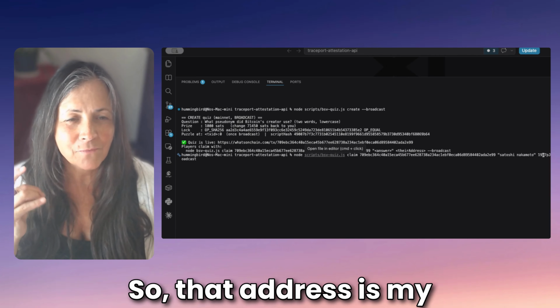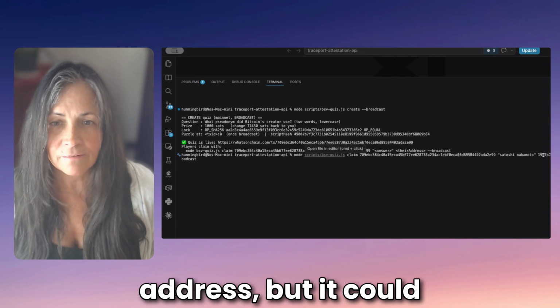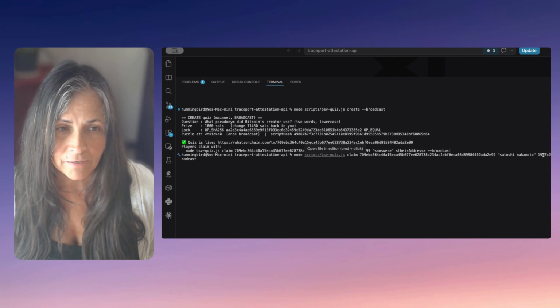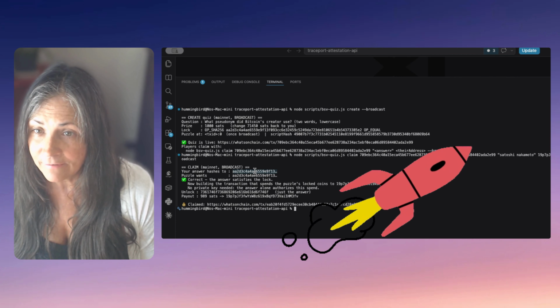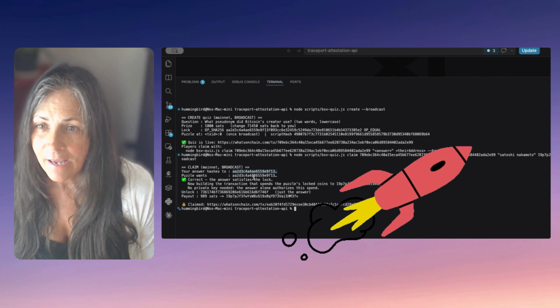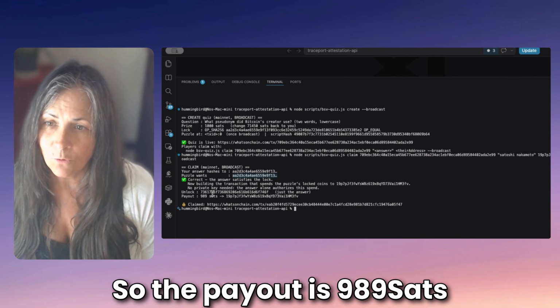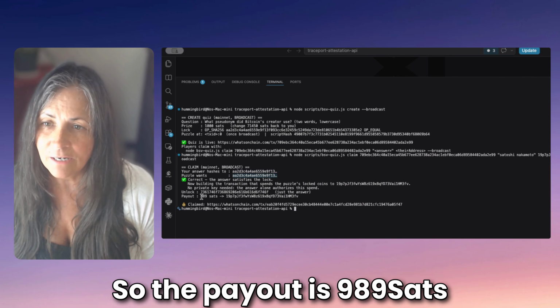So that address is my address, but it could have been anyone's, right? I could have sent it to my friend with their address. But anyway, so we're about to broadcast this. Let's see what happens. And there it is. The claim on mainnet broadcast. My answer hash is to this, and the puzzle wants this. They're equal. The answer satisfies the lock. So the payout is 989 sats to this address.